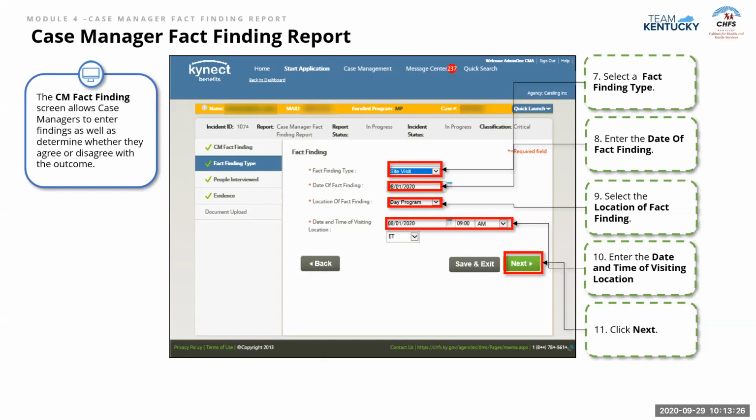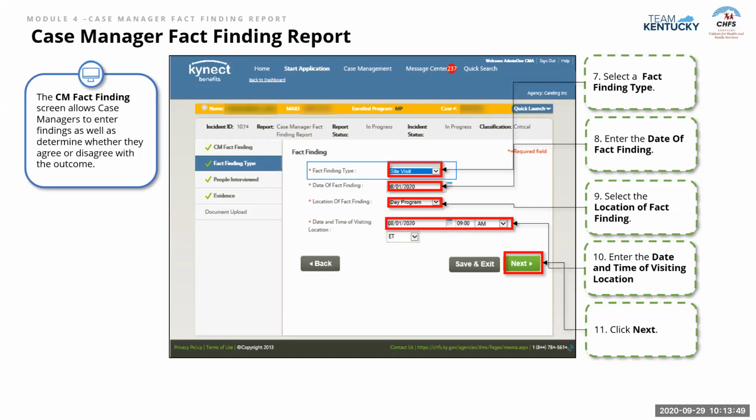Alrighty. At this point, we are brought to our fact-finding screen. Again, this is the second screen in the case manager fact-finding report. The case manager is going to make sure all of their mandatory fields are filled out. As you can see, the first field here is fact-finding type. There are two options here: site visit or desk level. They select one of those.